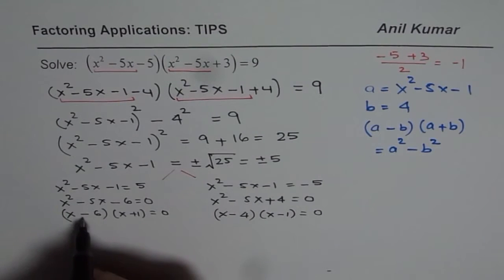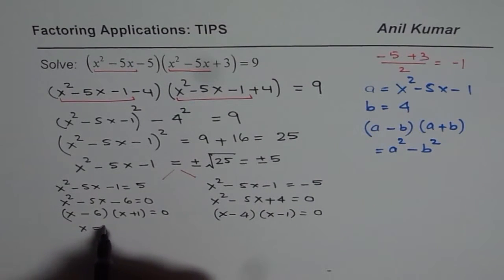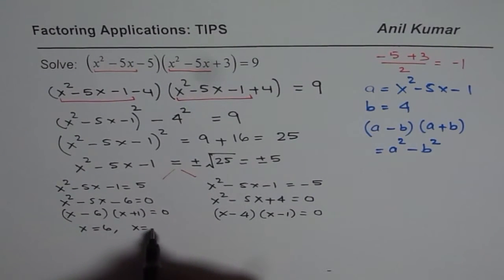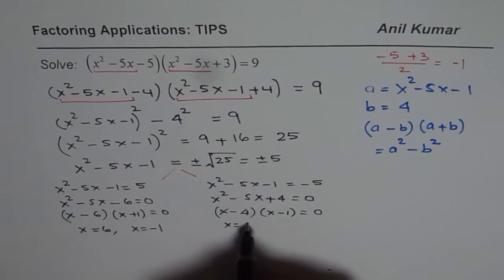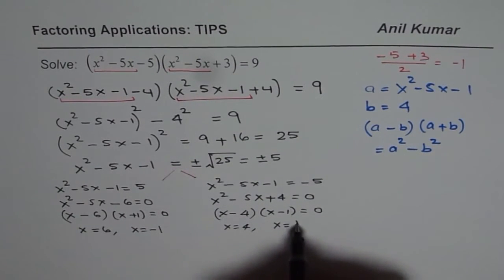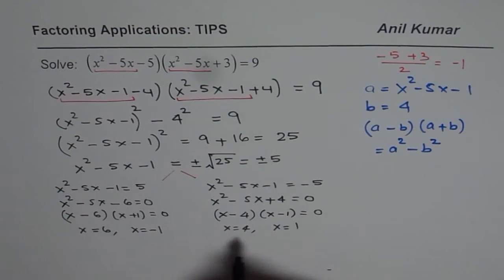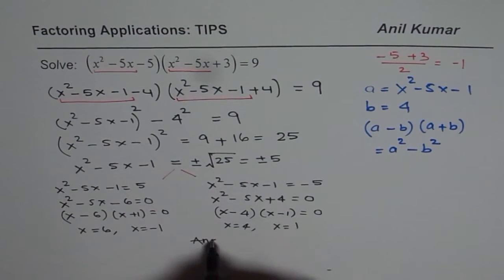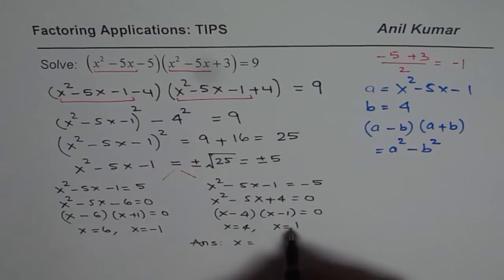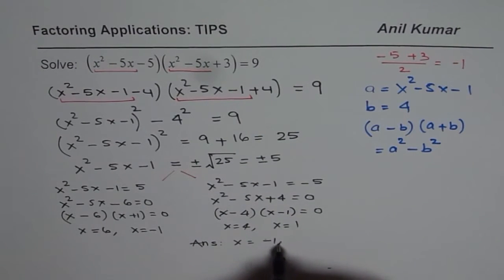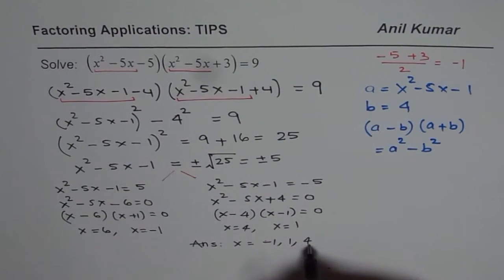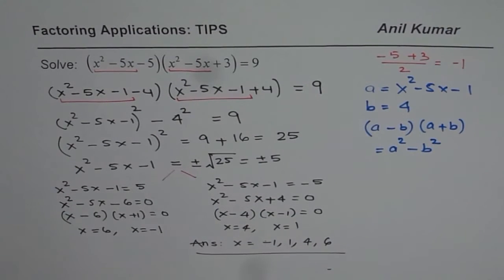So one solution is x minus 6 equals 0, which means x equals 6. Then we get x equals minus 1. Here we get x equals 4. And we get x equals plus 1, right? So we have 4 different solutions. We can write down our answer as x equals minus 1, 1, 4, and 6. So that is how we can solve such a question.